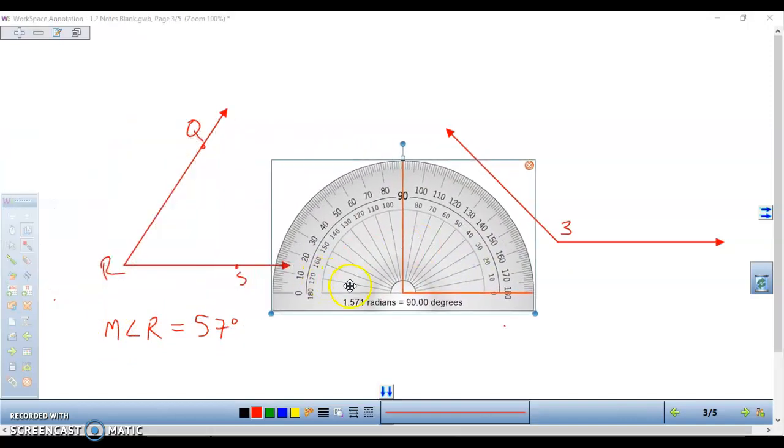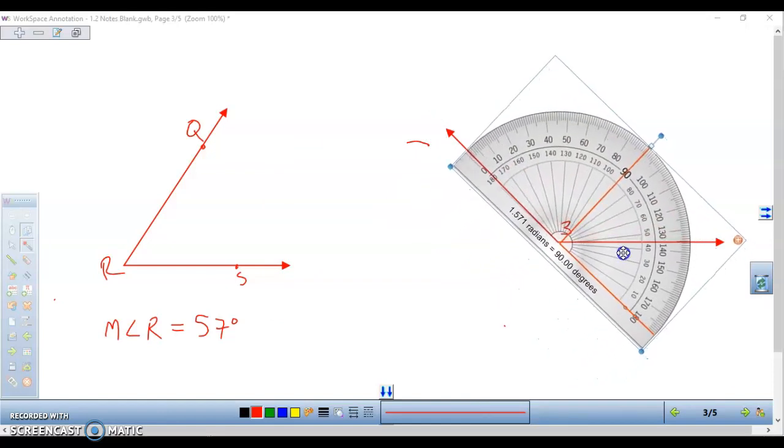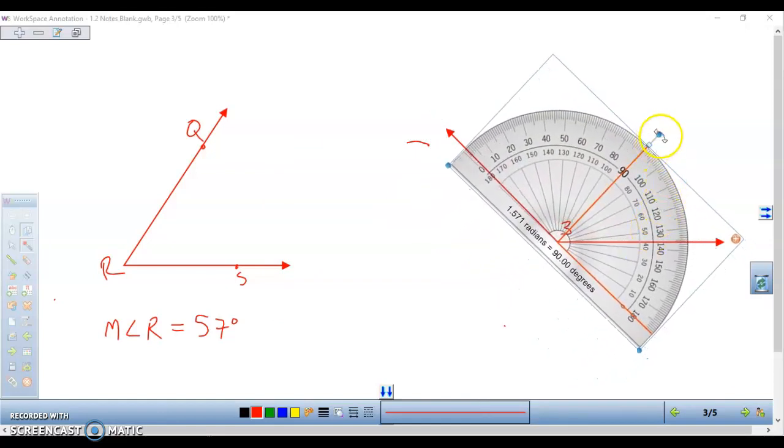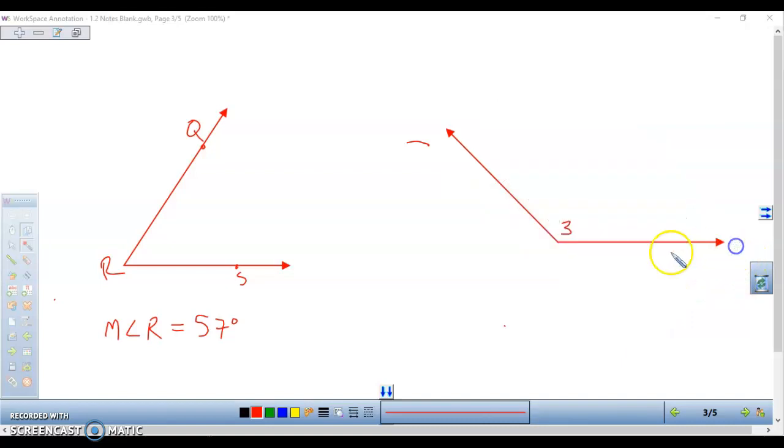All right, now just to show you how the other part of this scale works, I'm going to measure this one by rotating a little bit. And this time I'm going to line up the bottom, the 0 degrees, with this ray of the angle. So here I am, 0 degrees. I'm going to start getting bigger from 0. 0, 10, 20, 30, 40, 50, 60, 70, 80, 90, 100, 110, 120, 130. This angle looks to be right around 134, 135 degrees. So we'll say it's 135 degrees. So the measure of angle 3 is 135 degrees. Perfect.